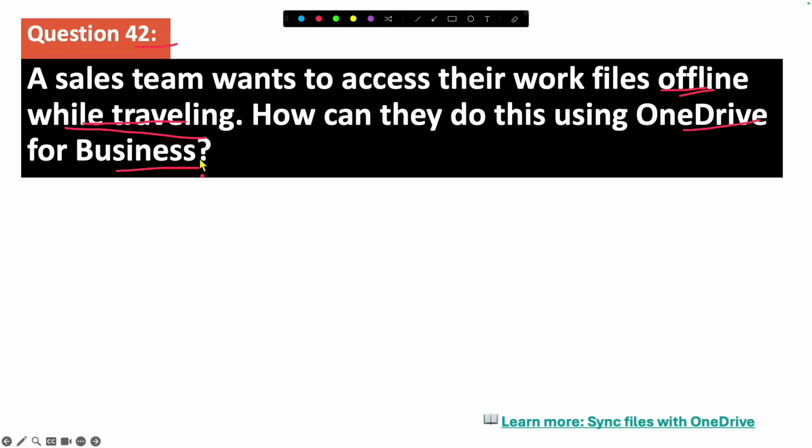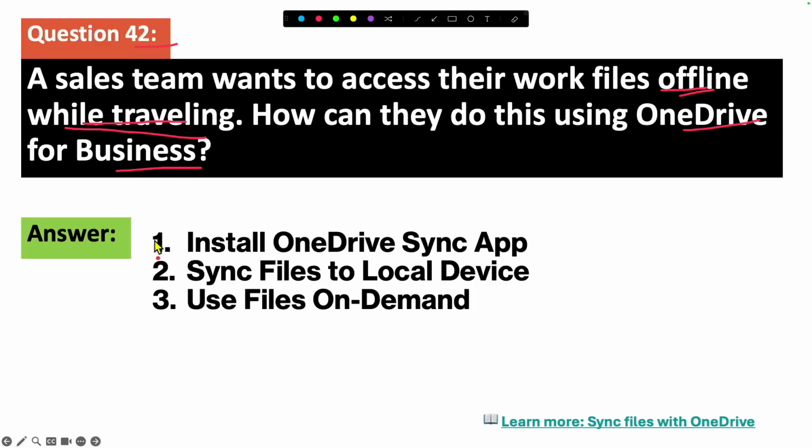All right. So first and foremost, you need to know if that is even possible. If that is possible, how is it possible in OneDrive for Business? So let me show you how you can answer this particular question. First, install the OneDrive sync application. This is basically the OneDrive application which you can download and install, because this particular user wants to access this file offline. So how do you access online?